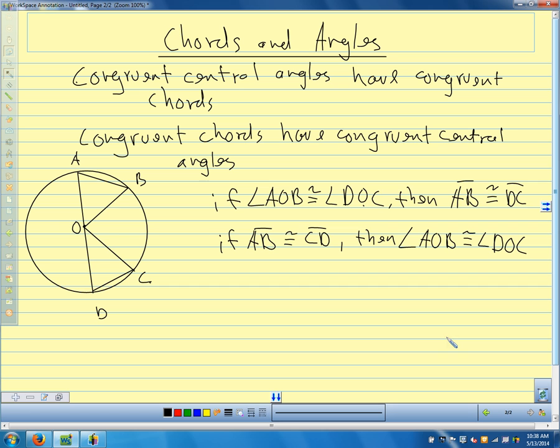For the chords, if the angles are congruent, the arcs are congruent. If the angles are congruent, then the chords are congruent. Same relationship, and we can say it in both ways.